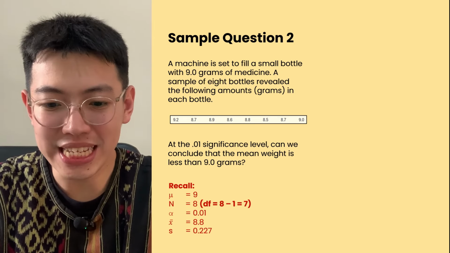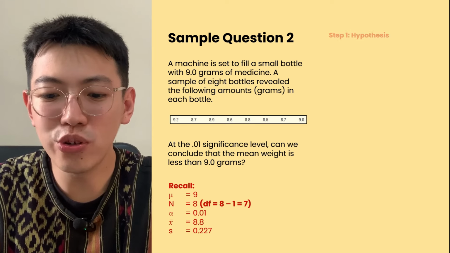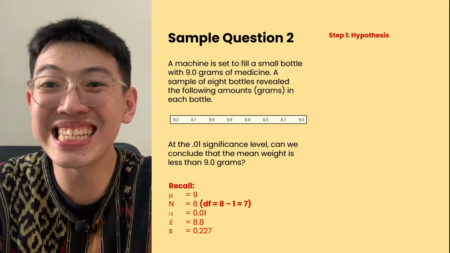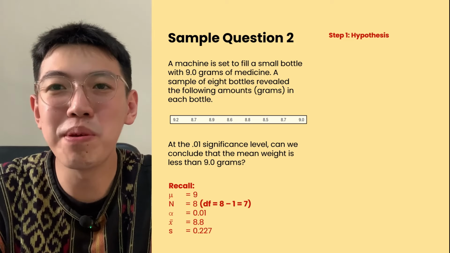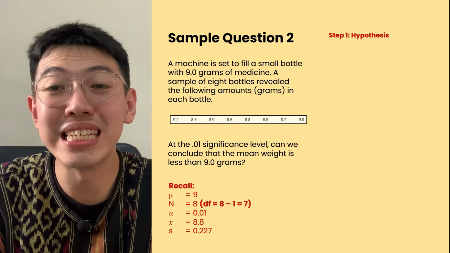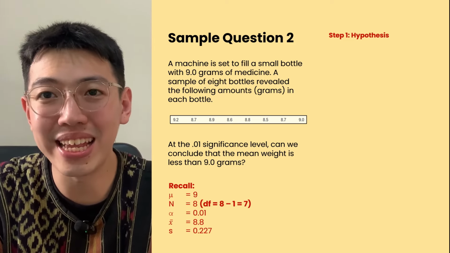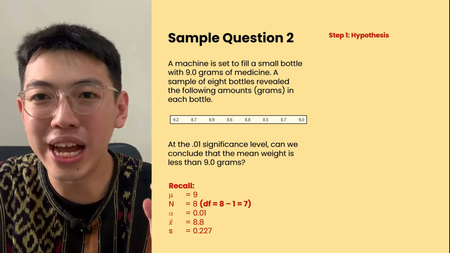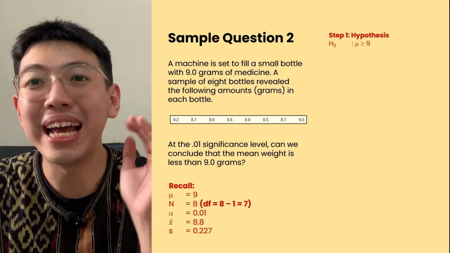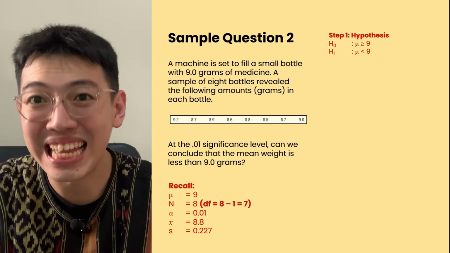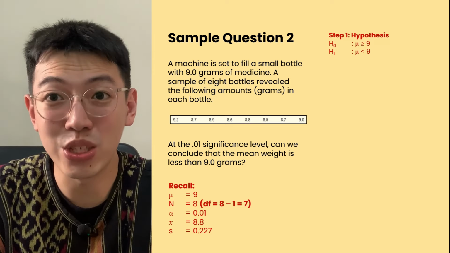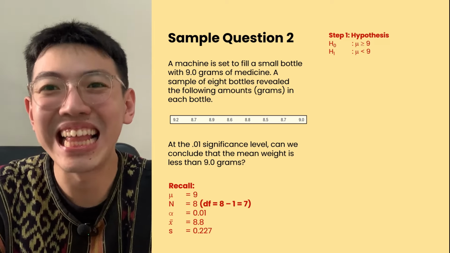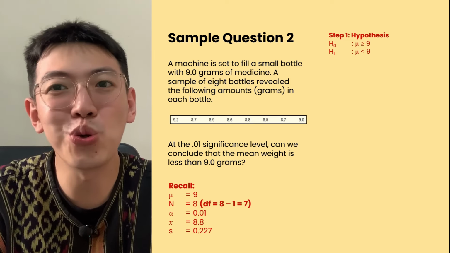The question is, can we conclude that the mean weight is less than 9 grams? Less than should be put in the H1, since it doesn't contain any equality. So the H1 will be mu is less than 9. The H0 will be the opposite of H1: mu is larger than or equal to 9.